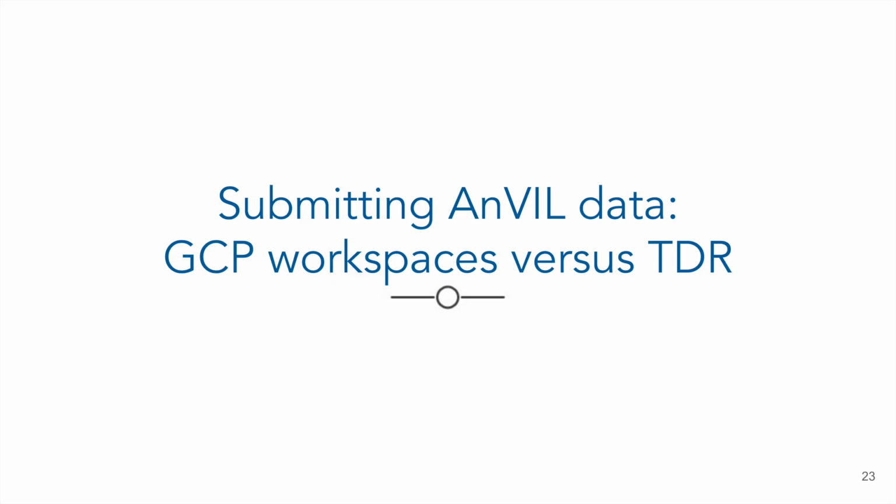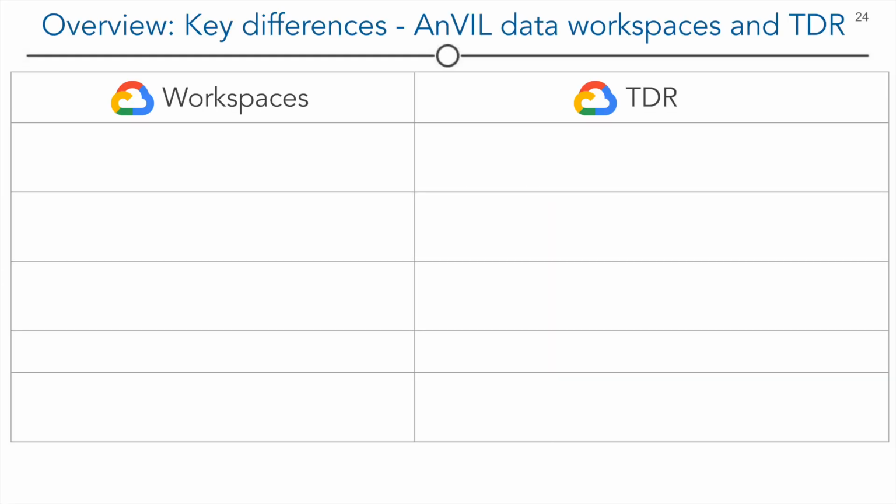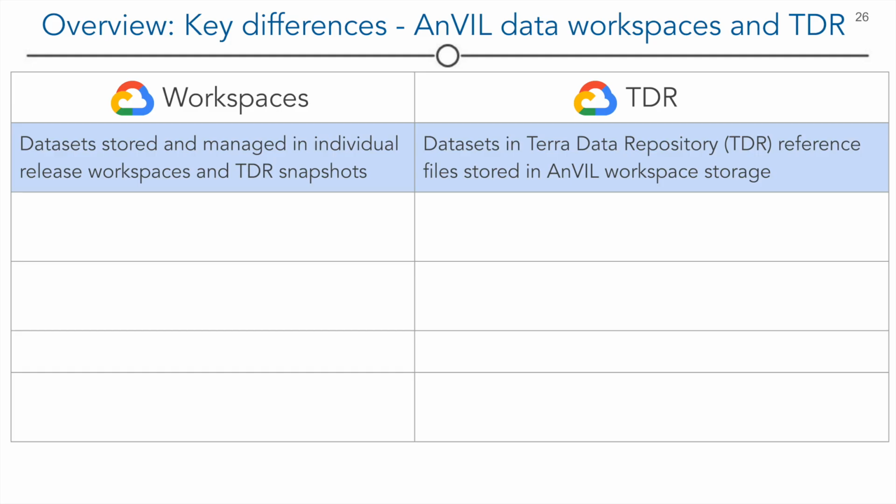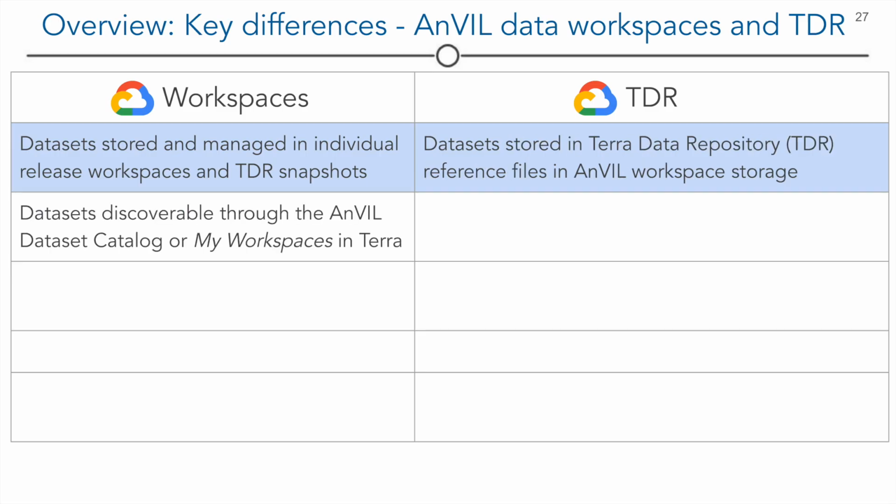The current submission process for TDR is designed to be as similar as possible to the previous process where data was stored in AnVIL workspaces. Here is a summary of the differences. In the workspace model, datasets are stored and managed in individual release workspaces. Users access the datasets through these AnVIL workspaces. In the new framework, datasets in TDR reference data files stored in AnVIL deposit workspaces that are accessed as snapshots through TDR. Previously, datasets were discoverable using the AnVIL dataset catalog or My Workspaces in Terra. In TDR, data will be more visible and findable through the AnVIL Data Explorer.